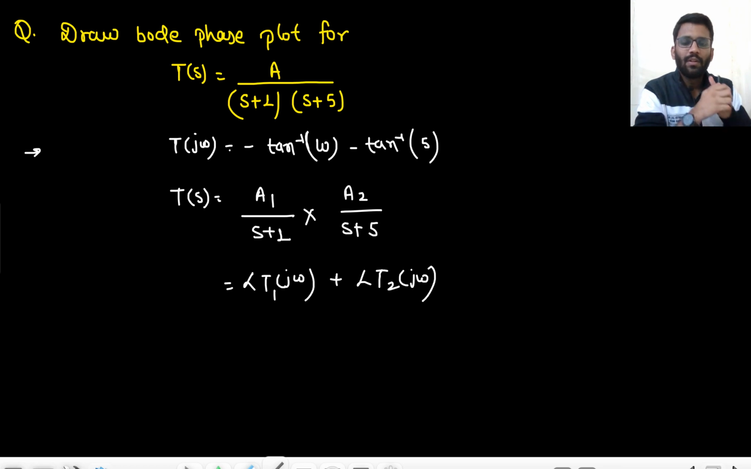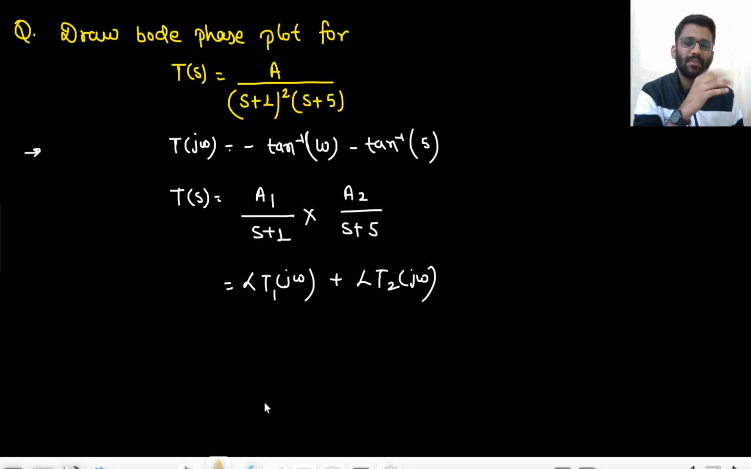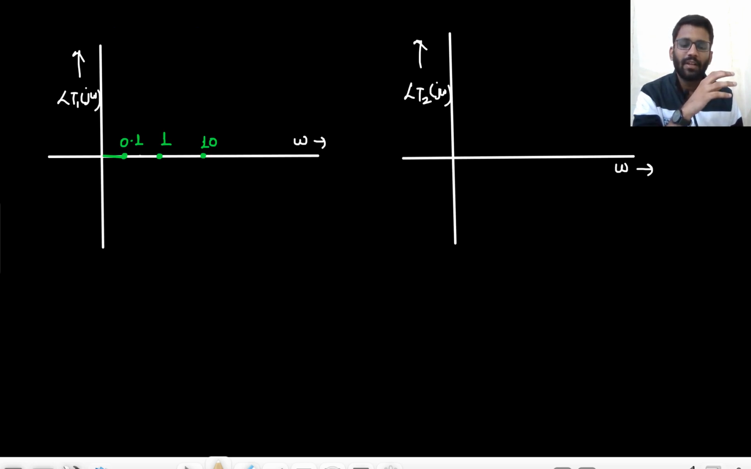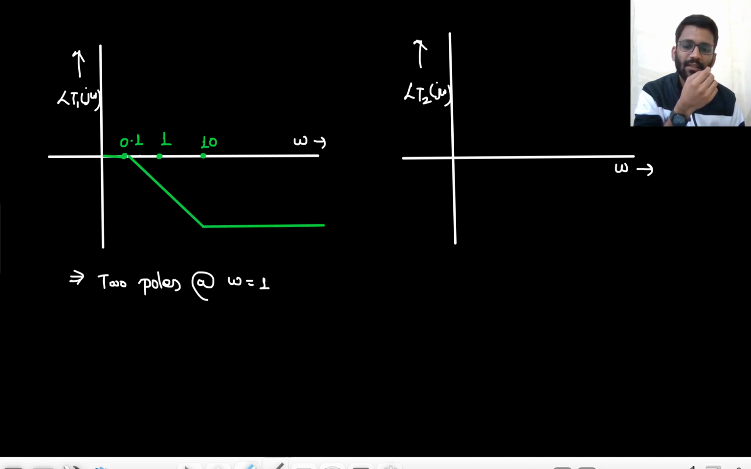Okay, to make it more interesting, what I will do, I will do this now. Okay, s plus 1 whole square is there. What will be the angle here? It will be minus 2 times. Okay, so if there are two poles at omega equals to 1, what will be the slope now? Tell me, what will be the slope? The slope will be minus 90 degree per decade.